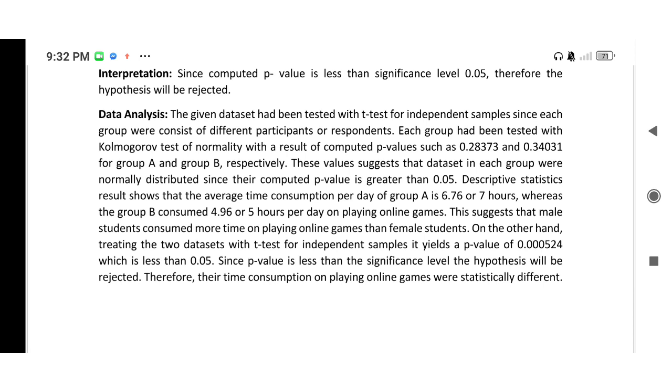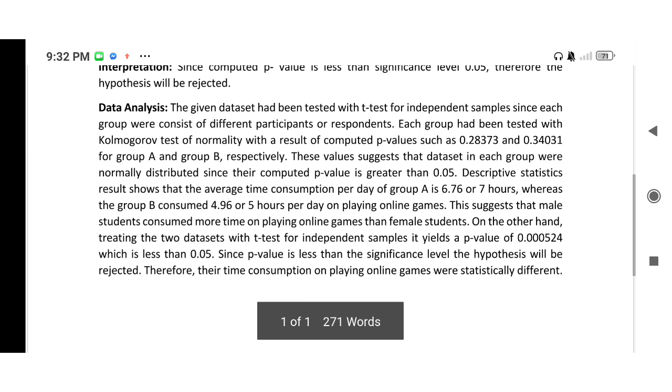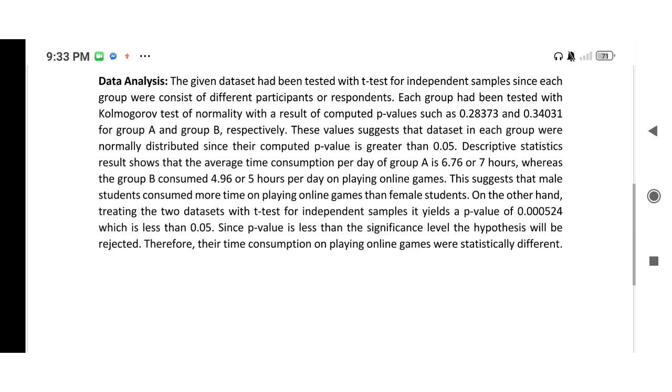Data analysis: the given dataset had been tested with t-test for independent samples since each group consists of different participants or respondents. Each group had been tested with the Kolmogorov test of normality, with computed p-values of 0.28373 and 0.34031 for Group A and Group B respectively. These values suggest that the dataset in each group were normally distributed since their computed p-values are greater than 0.05.